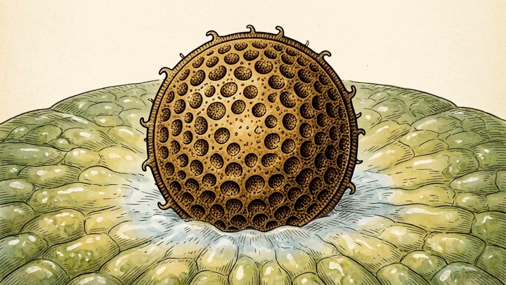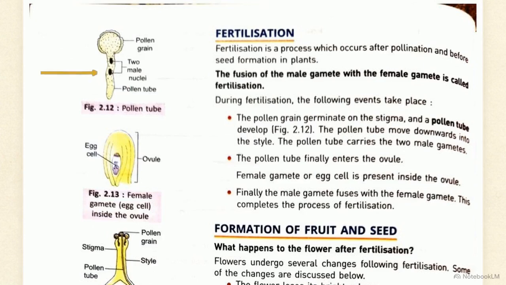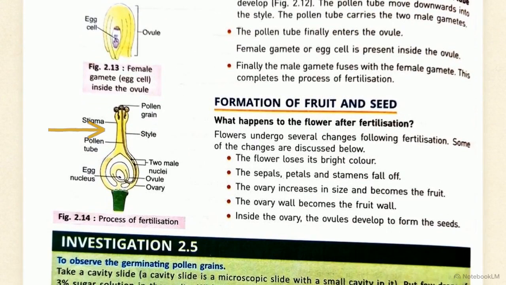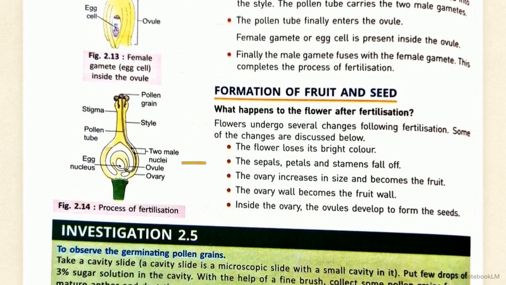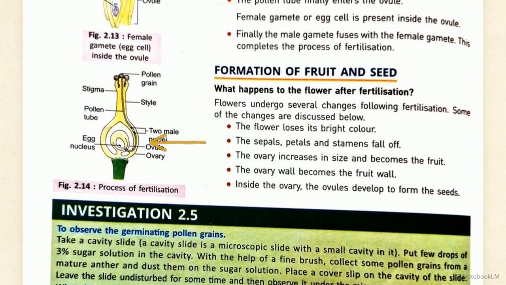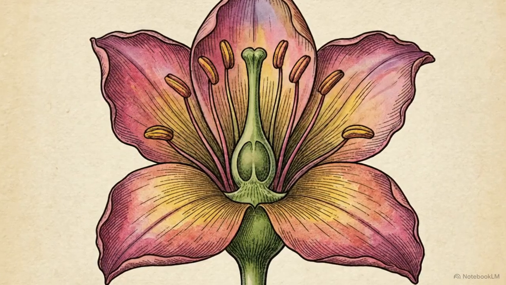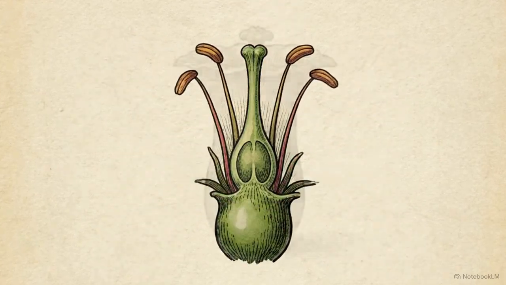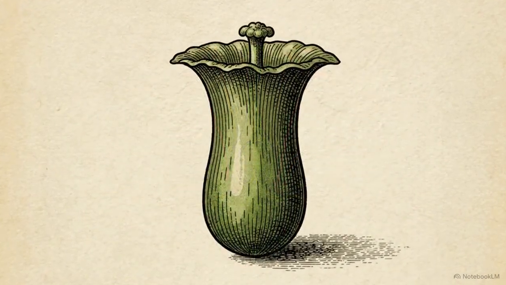The moment a compatible pollen grain lands on the stigma, it triggers a chemical process. The grain germinates and begins growing a pollen tube, which moves downward into the flower's tissue. This tube carves a conduit through the style to transport two male gametes directly to the basal ovary. Fertilization occurs when the male gamete fuses with the female egg cell secured inside the ovule. Once this fusion is complete, the flower initiates a teardown. The petals, sepals, and stamens, having served their purpose, wither and fall off.